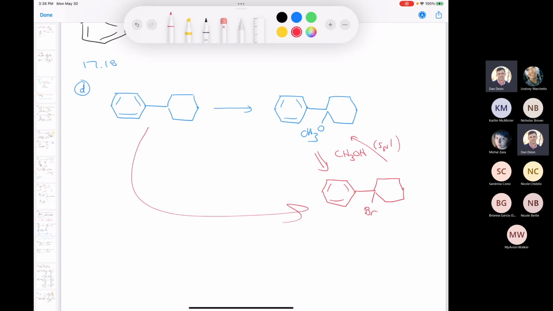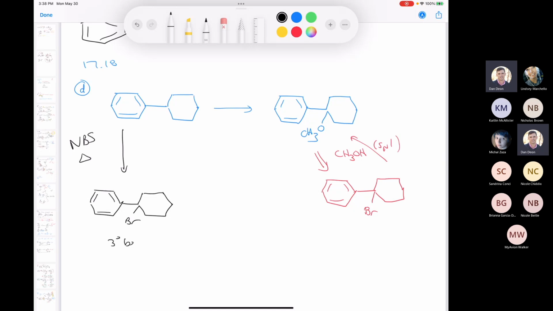Well, how do I get from here to here? It's just a benzylic bromination. And so in the first step, I'm going to treat this with NBS, and I'm going to cook that up. That's going to give me this intermediate that I want. I have my aromatic ring, I have my cyclohexyl group, and I have my bromine. And this is tertiary benzylic. And then this is going to undergo an SN1 solvolysis reaction in methanol to give me the ether.